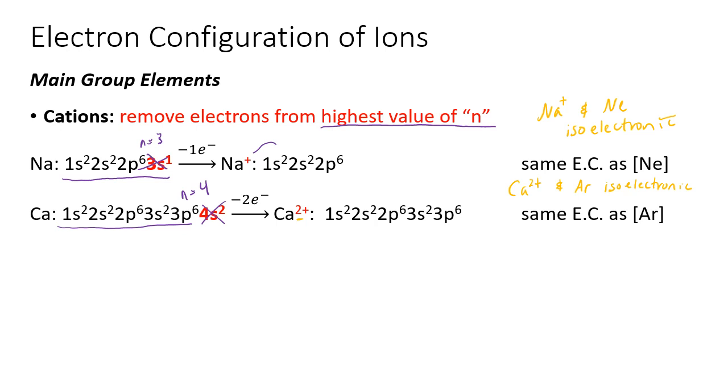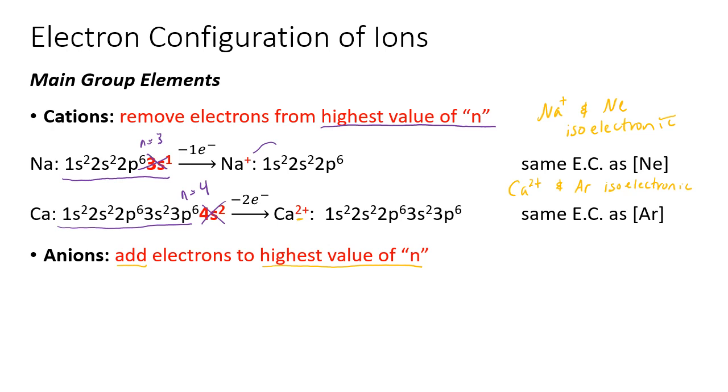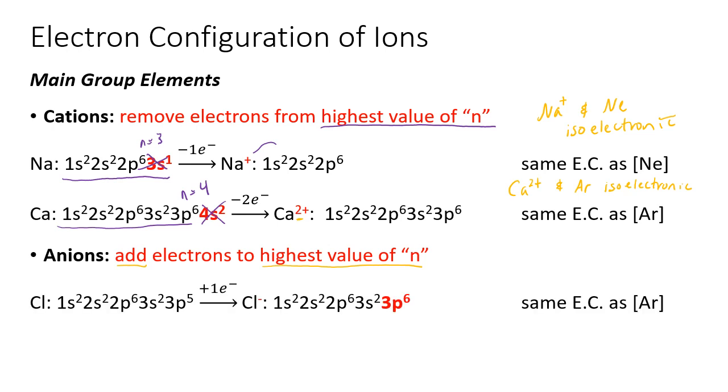And let's look at anions as well. So anions, we know, have a negative charge. And usually non-metals are going to be gaining electrons and forming anions instead of metals. They like to lose electrons. So when we form an anion, we're going to have to add electrons. And we add electrons to the highest value of n, or that valence shell. The highest value of n would represent our highest shell, or our principal quantum number.